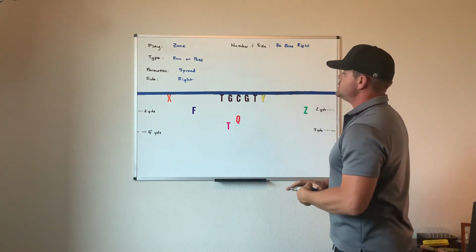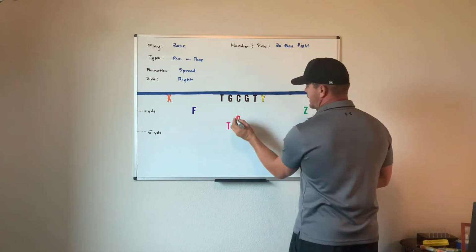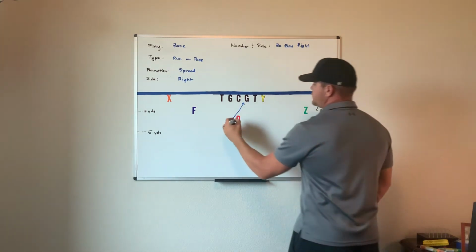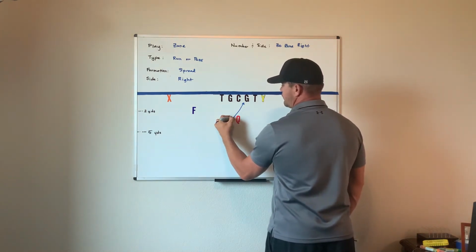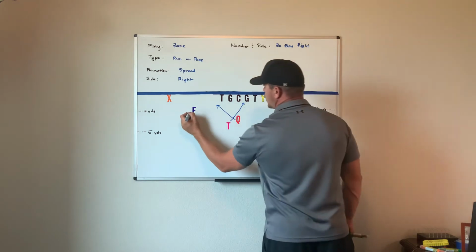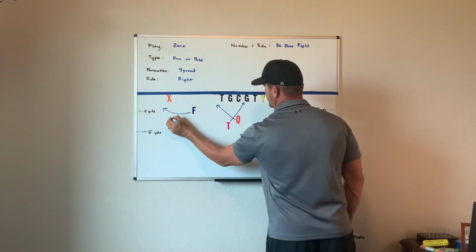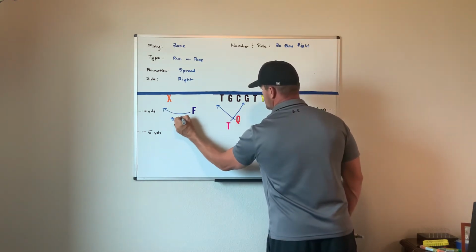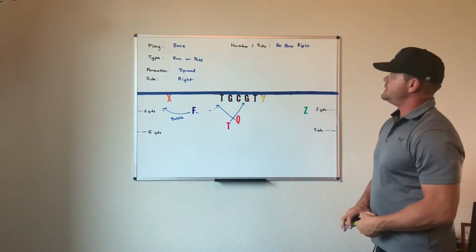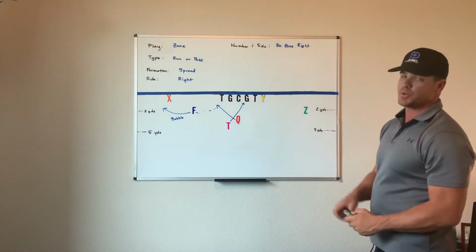All right, so what that means is the tailback is going to be running the ball into the 0 hole. The QB can hand it off or keep it, run this way. They could run up if they want, or they could hit the F on a bubble if they want. That is 30 zone right in the spread right formation.